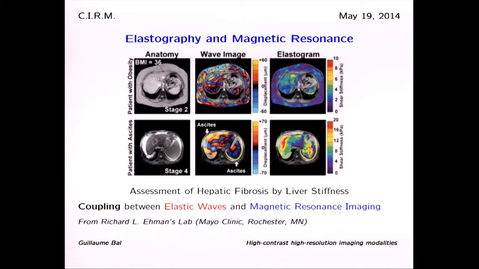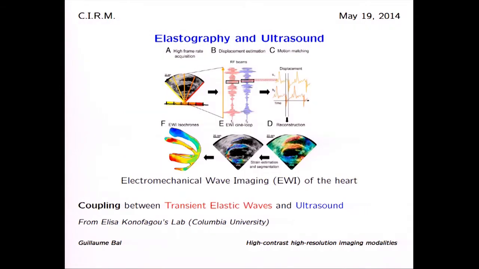Elastography is one of them. It combines elastic waves, mostly shear waves, propagating through tissues, and they are coupled with either MRI or ultrasound. So elastic waves are combined with MRI and ultrasound. These are two other modalities that seem to be working quite well.